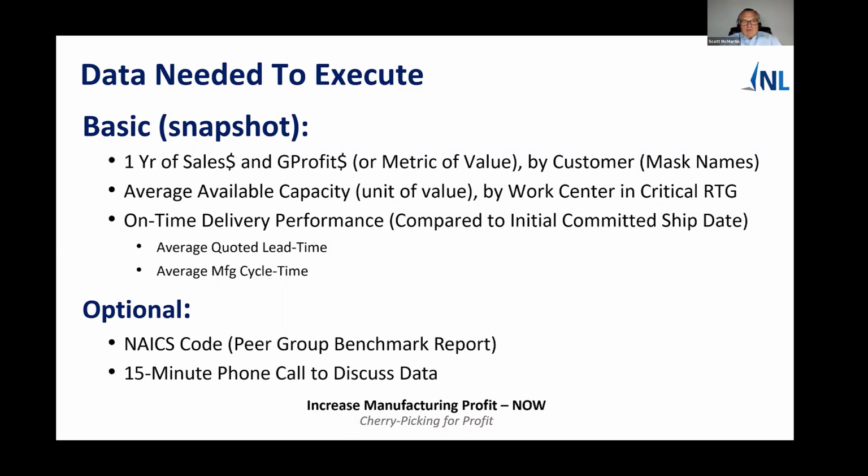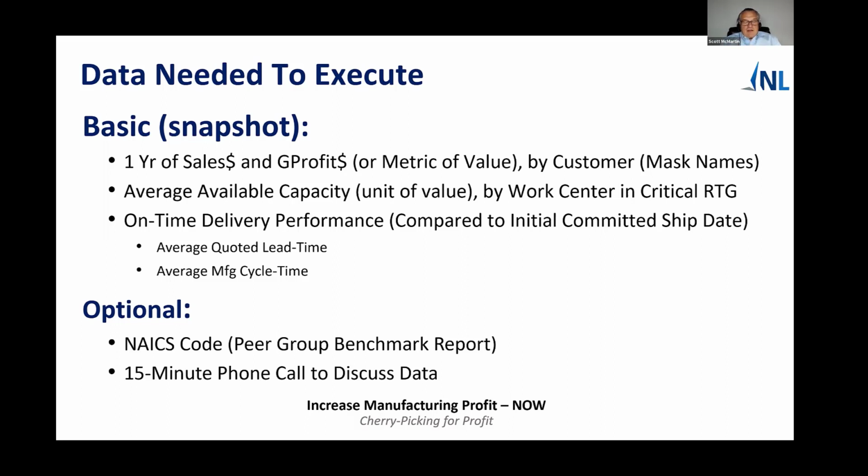It'd be nice to know the on-time delivery performance compared to the initial committed ship date. Again, it doesn't even have to be the customer's required date. What are you telling them you can do, and then how are you doing against that? What's the average quoted lead time, and what's the average material cycle time? Those are the only pieces of information I would need.